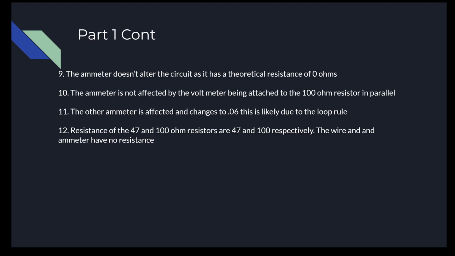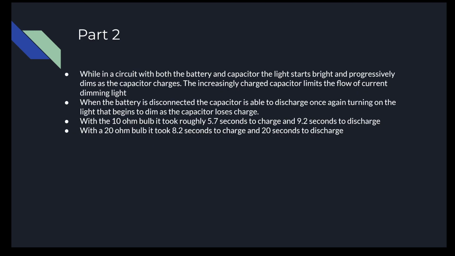and knowing the current. The 47 ohm resistor had a voltage difference of 0.96, which once divided by the current, 0.0204, is 47. Following this procedure for the 100 ohm resistor, it also came out to 100 ohms. The wire and ammeter had no resistance as they had no potential difference. In part 2, we were tasked with investigating RC circuits, and the results were as follows.